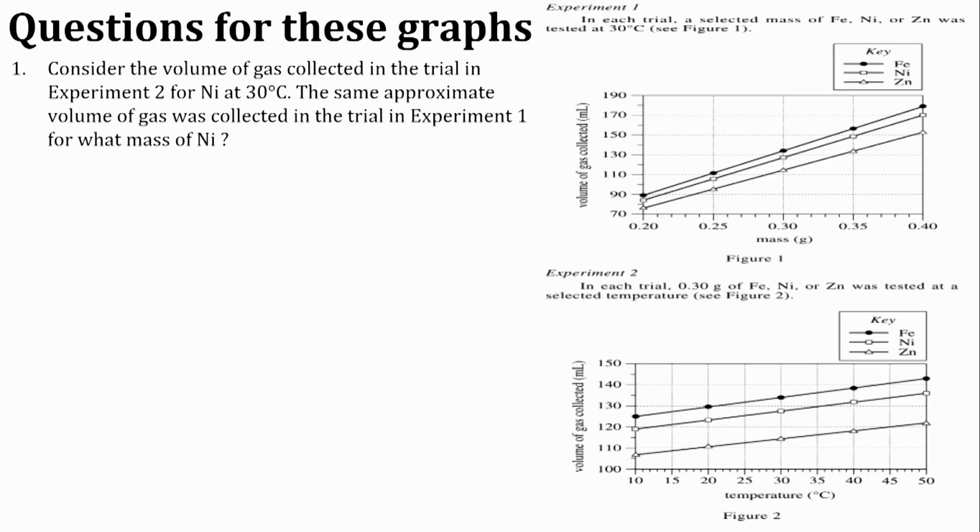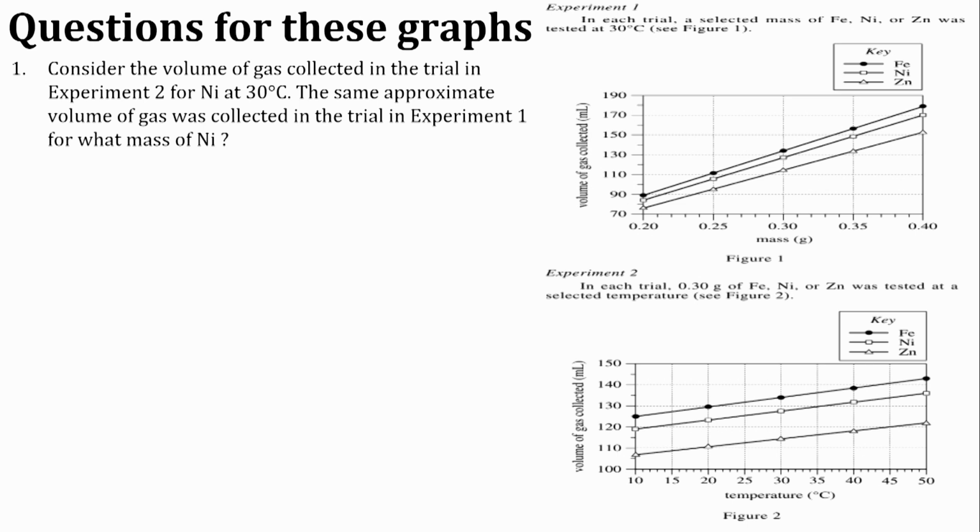All right, so number 1 says, consider the volume of gas collected in the trial in experiment 2 for nickel at 30 degrees Celsius. The same approximate volume of gas was collected in trial 1 in experiment 1 for what mass of nickel? Okay, so it's telling us where to look. The first sentence says, consider the volume. So what does that mean? It means go find that.